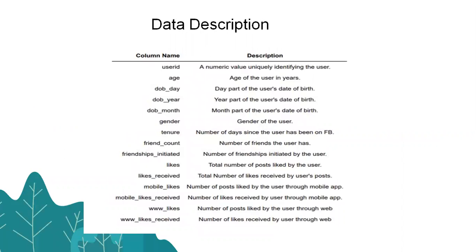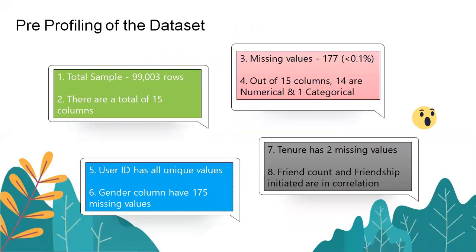Now, coming to the data description. My dataset, which is of Facebook, consists of these 15 columns. The column name along with the description is mentioned in front of each other. Like the column name user ID is the numeric value which uniquely identifies the particular user. Age is the age of the user. Likewise, likes received means the total number of likes received by the user's posts. In the same way, all 15 columns' descriptions are mentioned here.